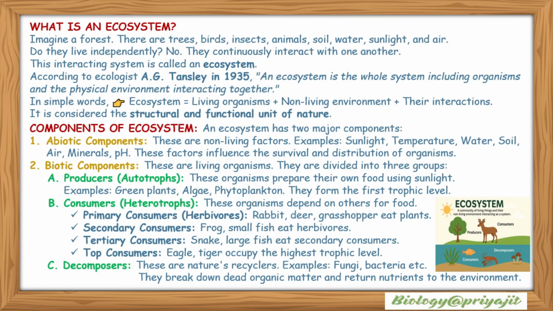Consumers are heterotrophs. These organisms depend on others for food. Primary consumers are herbivores like rabbit, deer, grasshopper, which eat plants. Secondary consumers like frogs, small fish who eat herbivores. Tertiary consumers, snake, large fish, they eat secondary consumers. And top consumers, eagle, tiger, who occupy the highest trophic level. Decomposers, these are nature's recyclers. Examples: fungi, bacteria, etc. They break down dead organic matter and return nutrients to the environment.